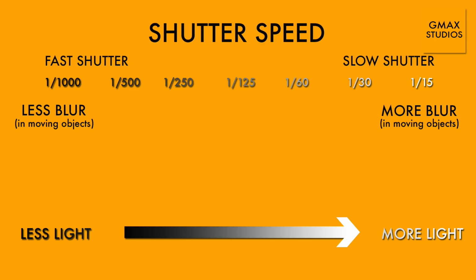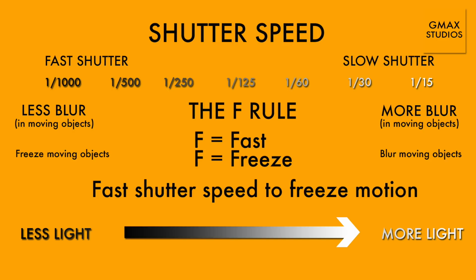We can use this property of the shutter speed to freeze moving action or objects or blur them as we want by using a fast or slow shutter speed. I try and remember this by what I call the F rule. F for fast, F for freeze. So we use a fast shutter speed to freeze action.